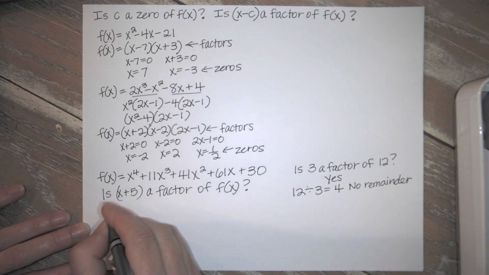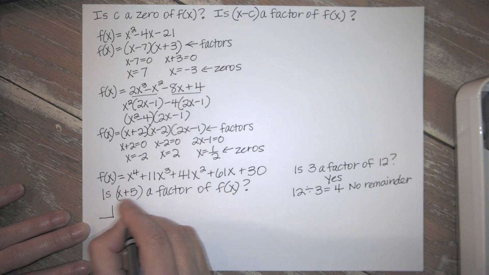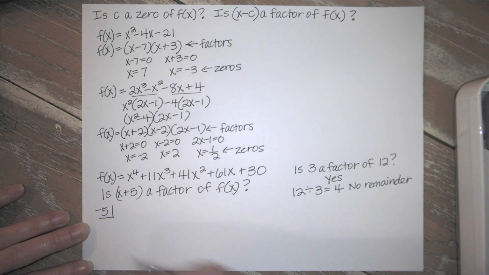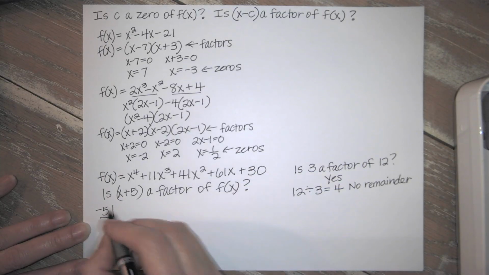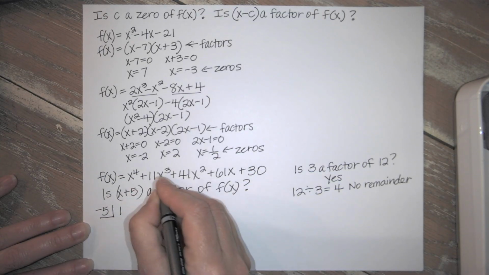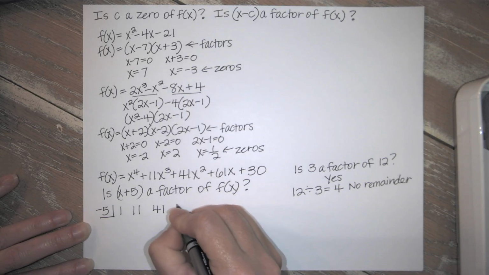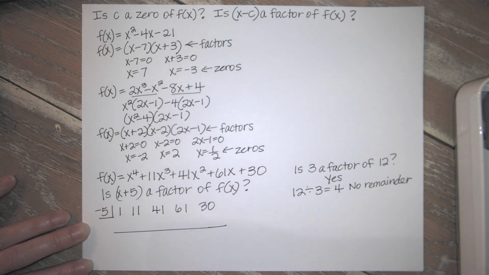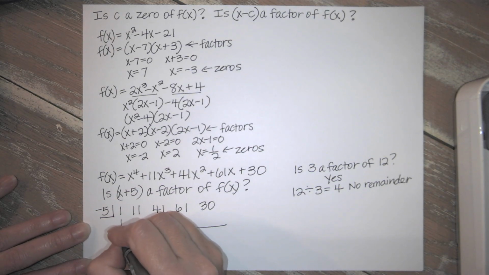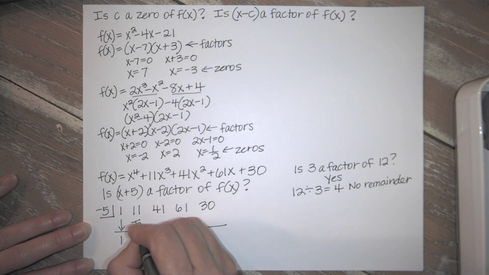So remember, in synthetic division, if you're trying to divide by x plus 5, you're going to put negative 5 here in the box. We're going to bring the coefficients down from the polynomial. That's going to be a 1, an 11, a 41, a 61, and a 30. I'm going to do synthetic division. I'm going to bring the 1 down, loop around and multiply.